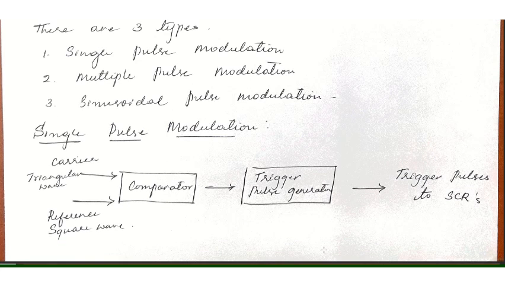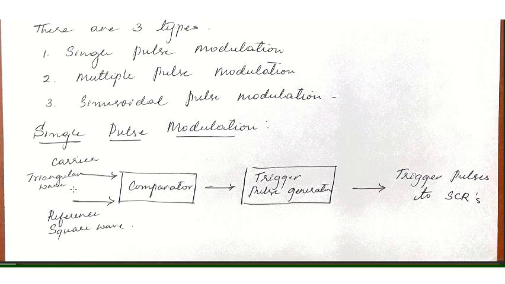So again, this is a generalized block diagram of the single pulse width modulation technique. There is a comparator here and there is a trigger pulse generator which will be generating pulses to trigger the semiconductor devices, that is SCRs, in your inverter circuit. The input to the comparator, as you can see, is a carrier wave and the reference wave. Generally the carrier wave is a triangular wave.